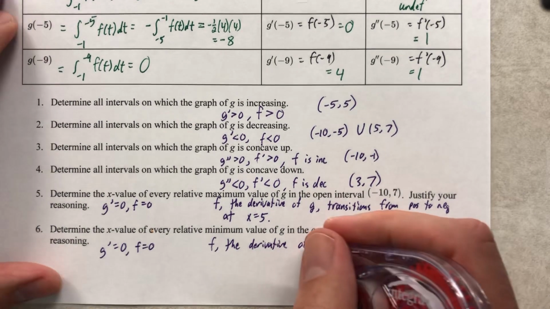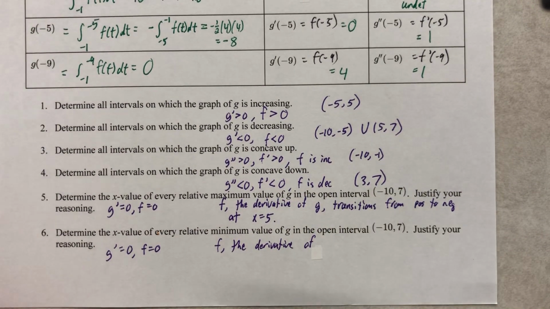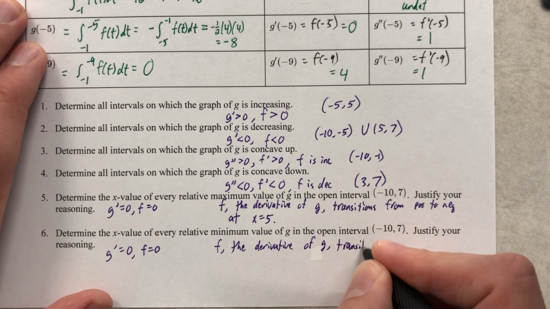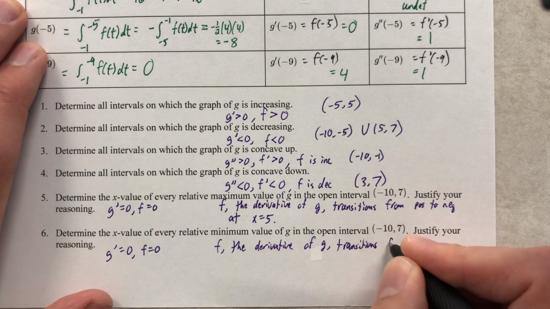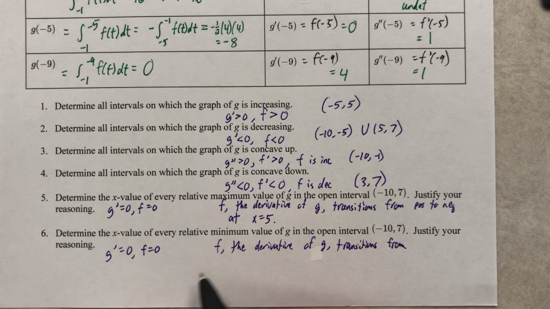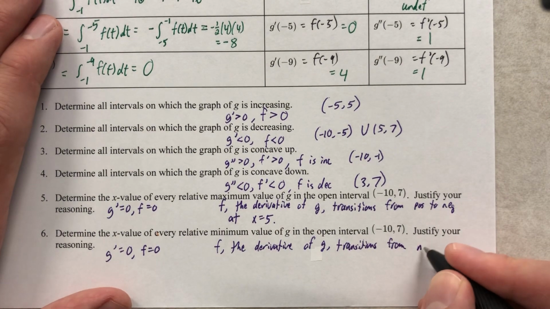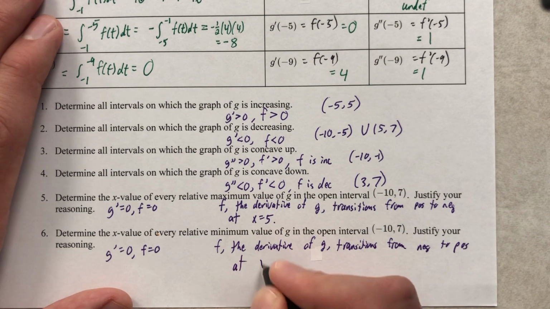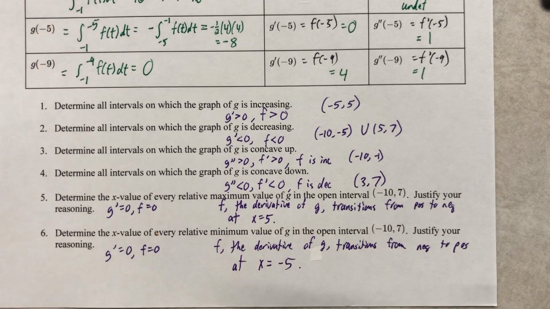F, the derivative of g, oh, just a comma. There we go. Transitions from, okay, now we're looking for a minimum, which means the derivative will be negative then positive. Original graph would be decreasing then increasing. From negative to positive at x equals -5. There you go.